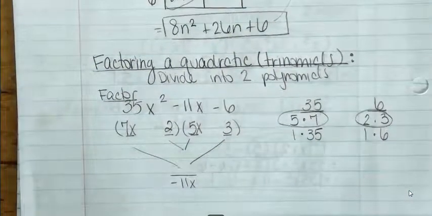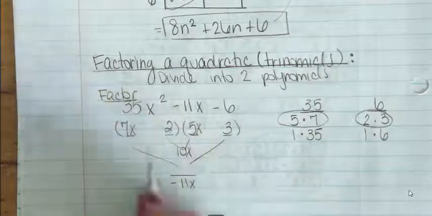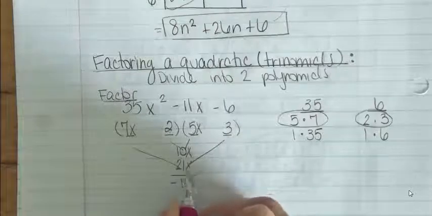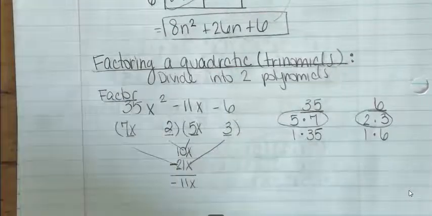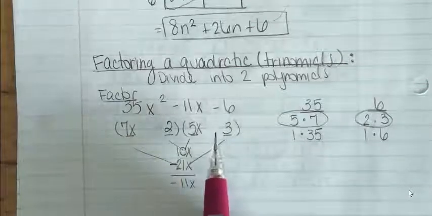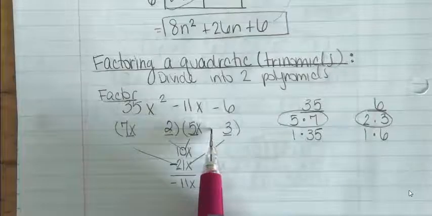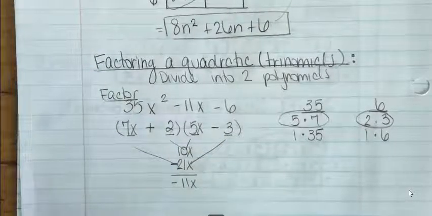Now this is where I'll try and figure out my signs. My inners so far are giving me 10x. My outers are giving me 21x. In order to get negative 11x, I need to have a negative 21. Well, which of these would make my outers be negative? That's correct. This 3 here needs to be negative, and this 2 needs to be positive.